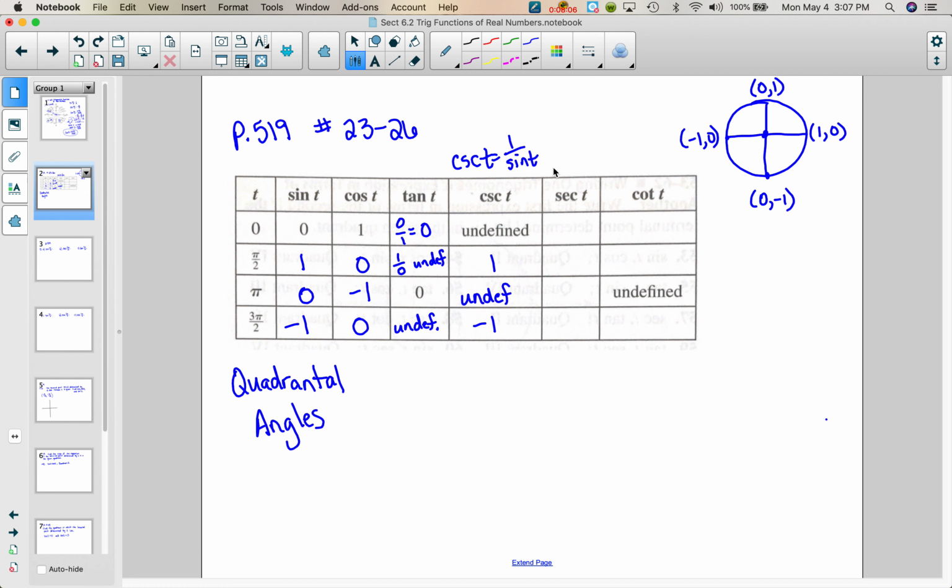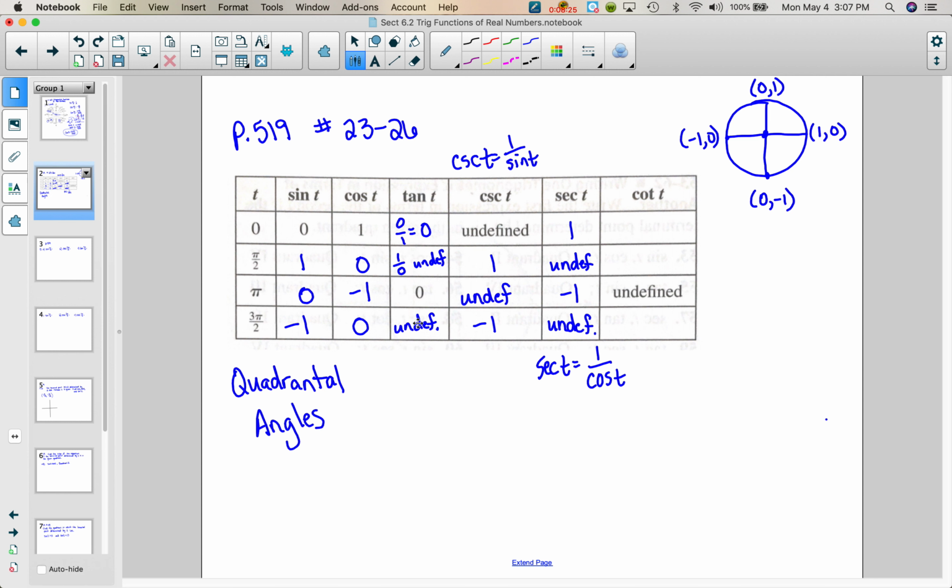Secant. So secant t is equal to 1 over cosine t. That's the reciprocal for that one. So if you flip over a 1, you get a 1. Flip over a 0, it's undefined. Here it's a negative 1. Here it's undefined.